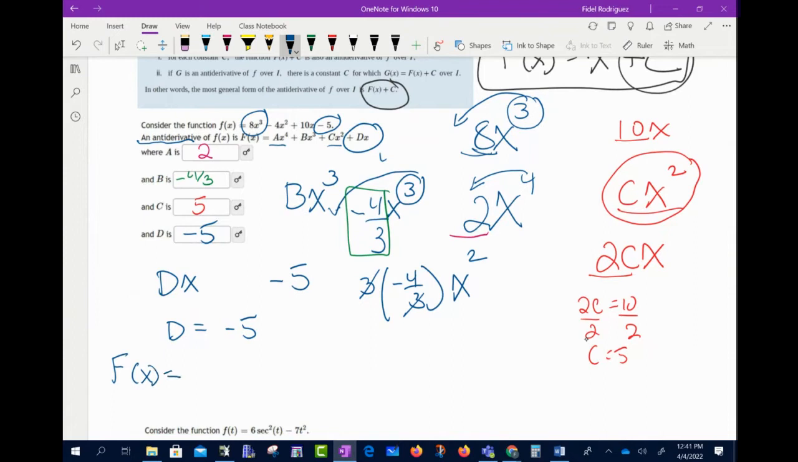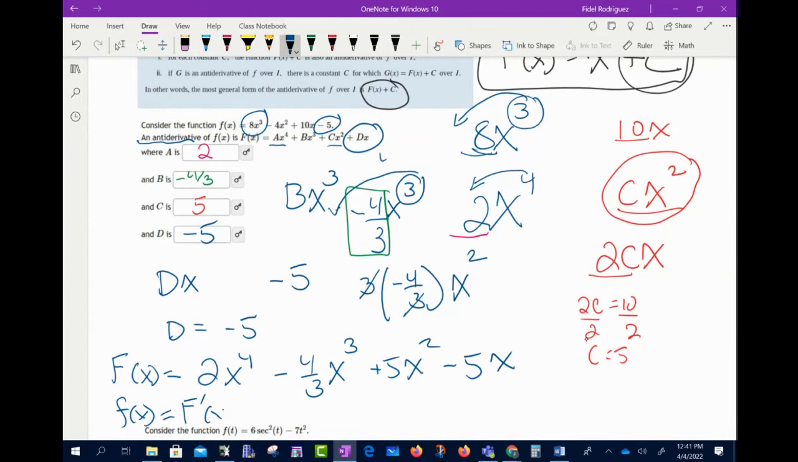We're going to write f of x equals 2x to the fourth minus 4/3 x to the third plus 5x squared minus 5x, right? That's my capital F. And the little f of x is the same thing as capital F prime. And let's make sure that we did this right.